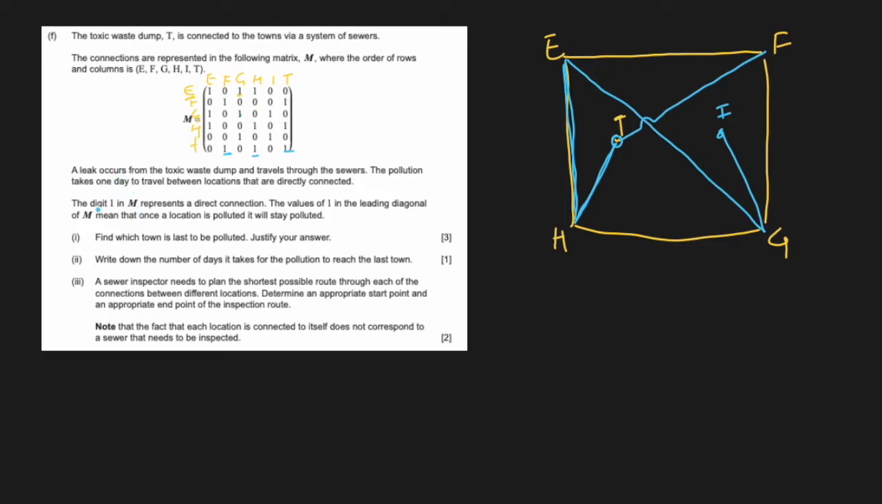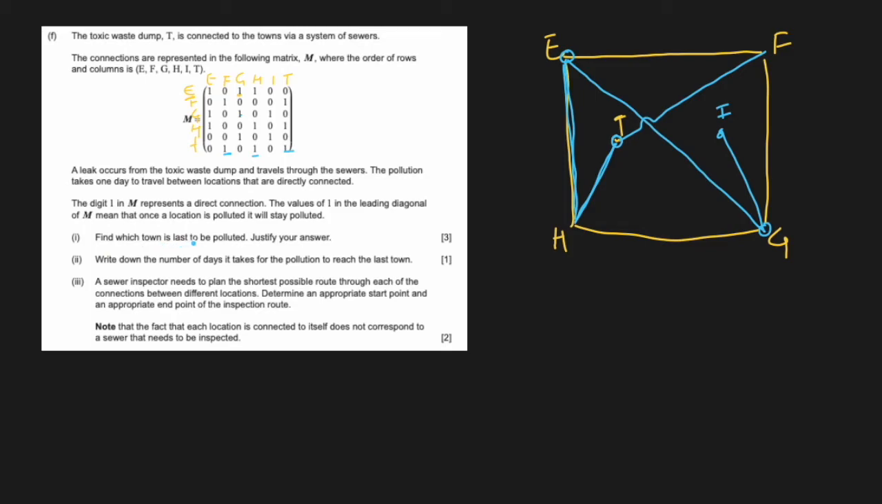Now let's answer. A leak occurs from the toxic waste dump and travels through sewage lines, these ones. The pollution takes 1 day to travel between locations that are directly connected. That means from E to G, even though the distance is very far, it takes 1 day to reach. The digit 1 in M represents the direct connection. We have already seen that. The values of 1 in the leading diagonal of M mean that once a location is polluted, it stays polluted. That means it is connected with itself, which we have already interpreted.